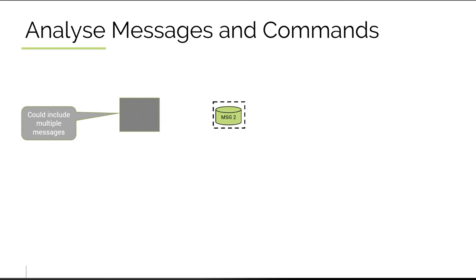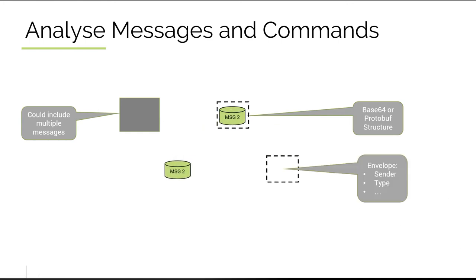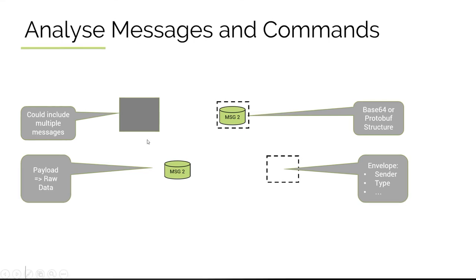So let's take a look what we have here. Of course, number 1, we have our package, which could include multiple messages. Let's extract our one message that interests us. This message is Base64 or protobuf structure. And if you Base64 decode this message, you can differentiate between the envelope, which means who sent it, what's the type of the message, and the payload. For our file receiving or image receiving example, this would just be the raw data of your file.